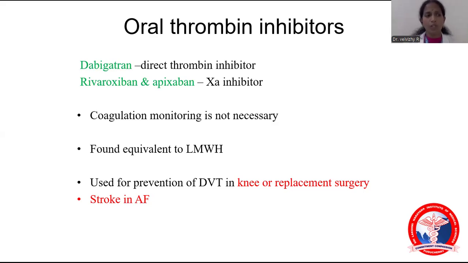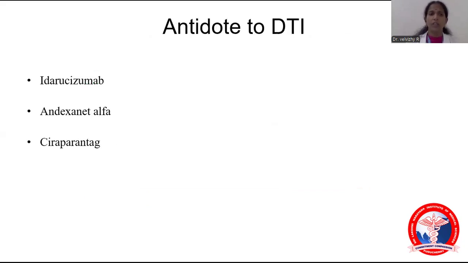Okay, then oral thrombin inhibitors: we have dabigatran, which is a direct thrombin inhibitor, and rivaroxaban and apixaban, which inhibit factor 10A. Here coagulation monitoring is not regular, whereas in the case of hirudin we have to monitor APTT, right? Here, with orals, there is no need to monitor. It is found almost equivalent to low molecular weight heparin. This is also used for the prevention of deep vein thrombosis in knee replacement surgery and stroke in AF. Then antidotes to direct thrombin inhibitors: we have recent drugs like idarucizumab, andexanet alfa, and ciraparantag.